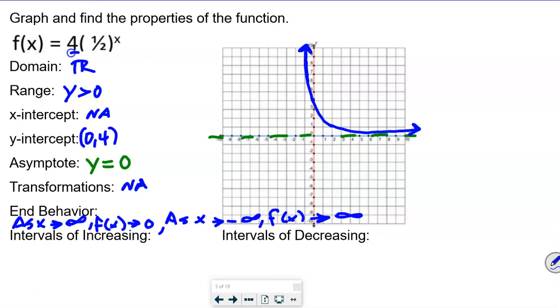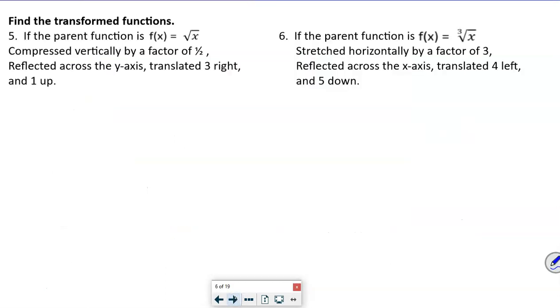So intervals of increase, do we have any intervals of increase or do we have intervals of decrease? Correct, there's no intervals of increase. There's only intervals of decrease, which is because it's a decay function. And where's it decaying from? Again, from negative infinity to where? Positive infinity. Remember, this is x values. So from negative infinity to positive infinity, our graph is decreasing.